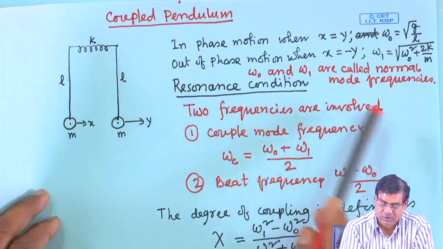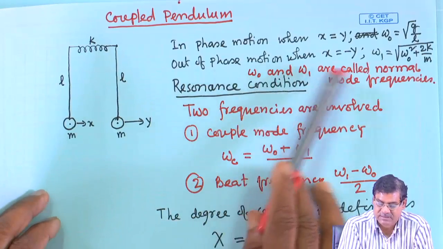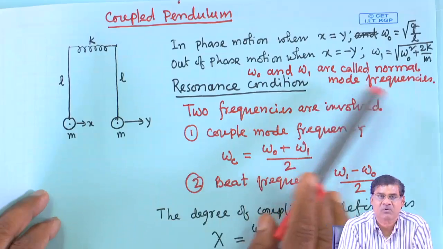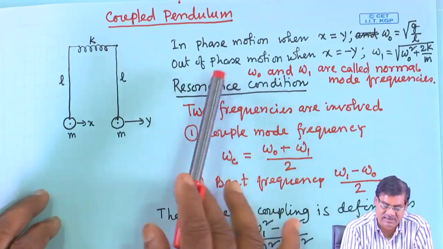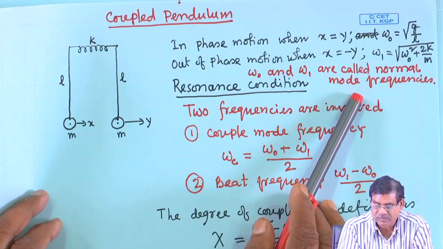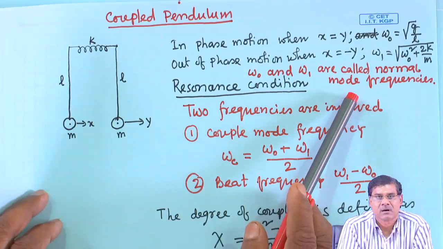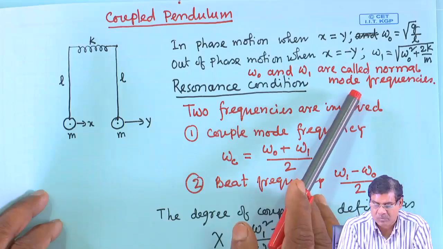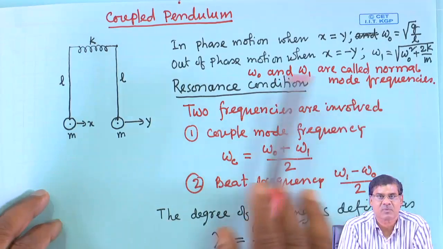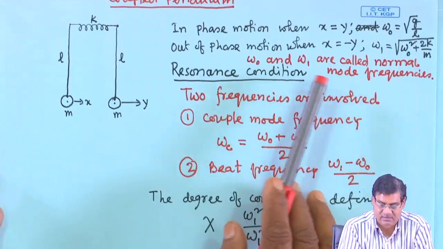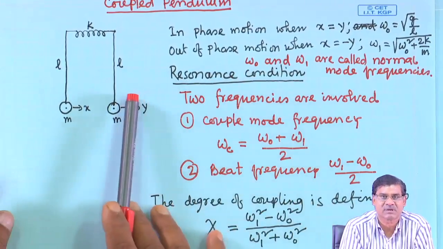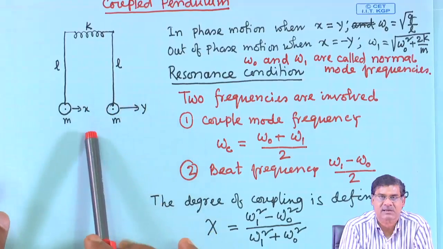This omega 0 and omega 1 are called the normal mode frequencies. This type of motion, in phase and out of phase, is called normal mode motion. This motion is in normal mode, and these frequencies are called normal mode frequencies, omega 0 and omega 1. We have seen this type of motion in our laboratory, where we demonstrated it.